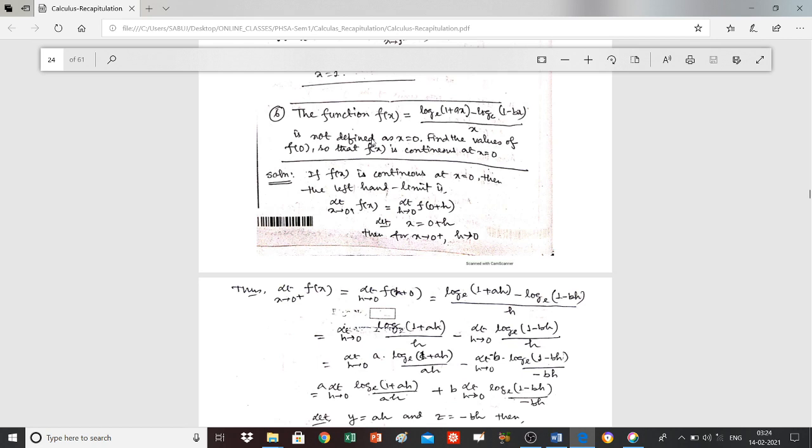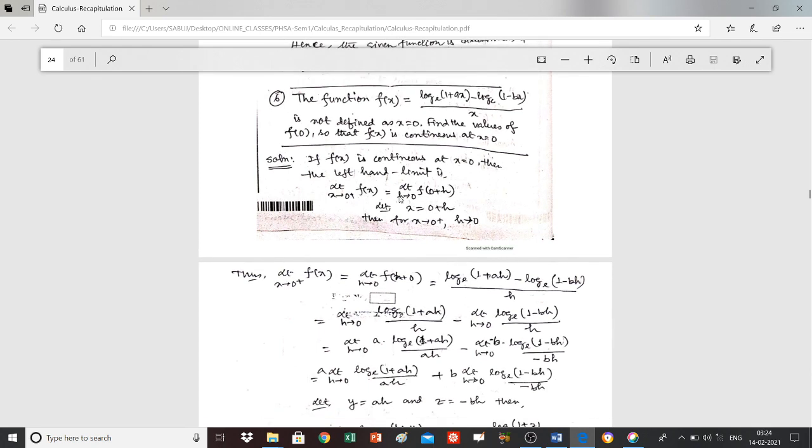So in this case, if we calculate either the left hand limit or the right hand limit, it is sufficient. Here we calculate the right hand limit, that is limit x tends to 0 plus f(x), which can be written as limit h tends to 0 of f(0 + h). In this case x is replaced by 0 + h, we know this technique. So this is equal to limit h tends to 0 of [log_e(1 + ah) + log_e(1 - bh)]/h.